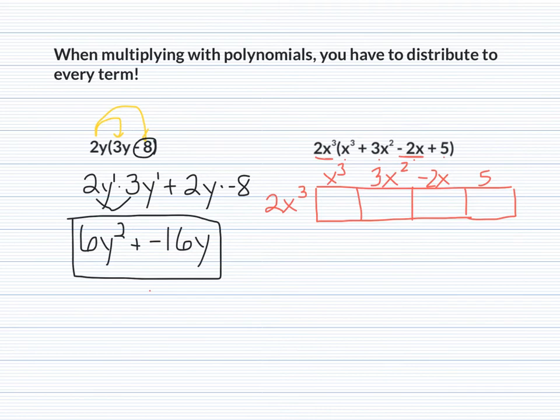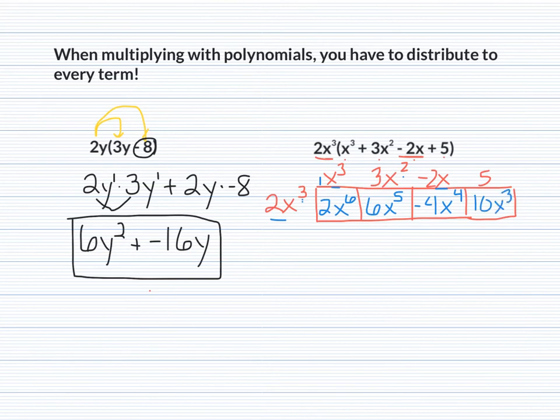Okay, so what do we get when we multiply 2x to the third times x to the third? 2 times 1 is 2, and x to the, we'd add those and get 6th. 2x to the third times 3x to the second is going to be 6x to the, add those exponents, 5th. 2x to the third times negative 2x is going to be negative 4x to the fourth, and 2x to the third times 5 is 10x to the third.